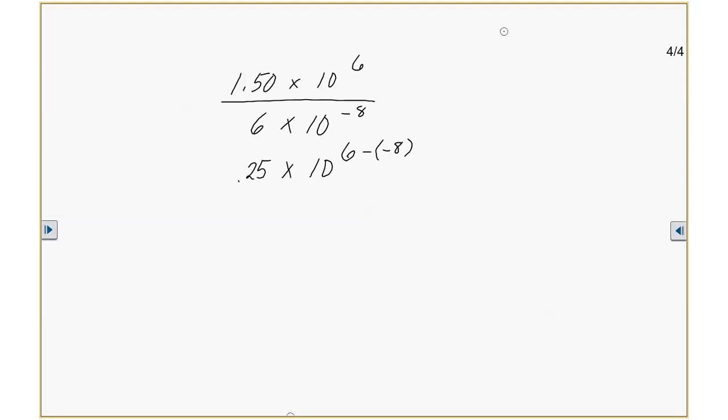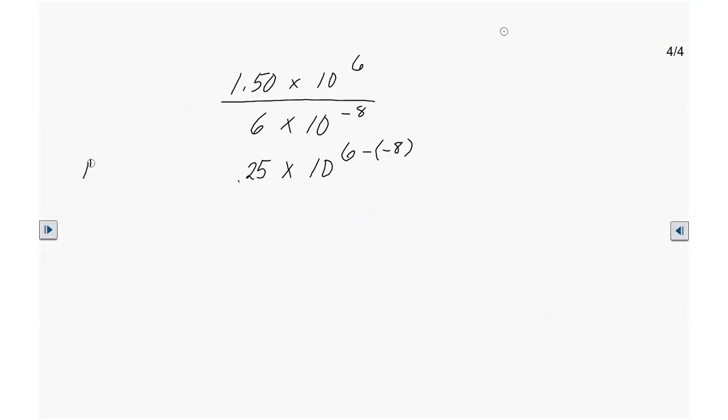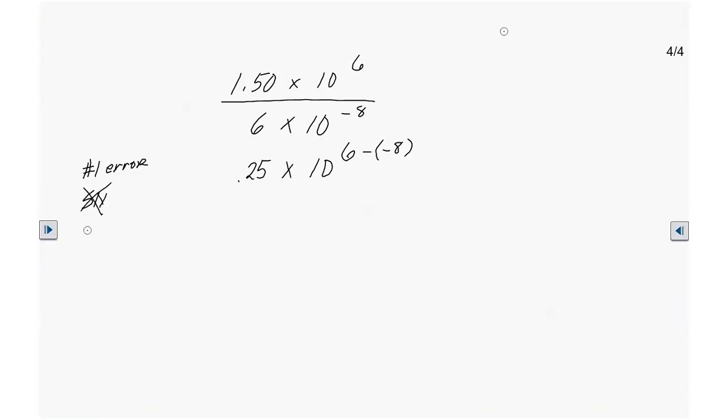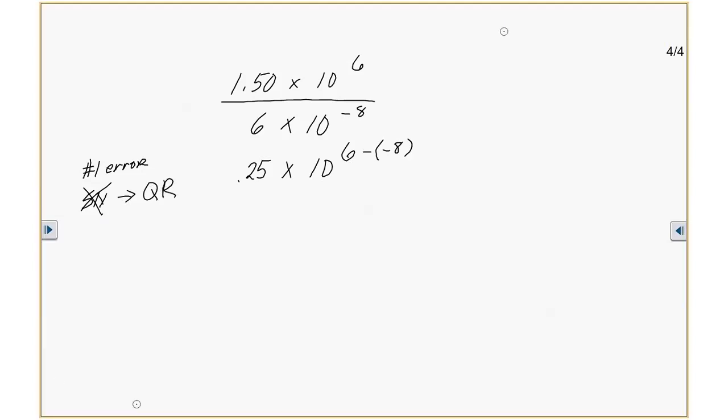The quotient rule. The number one error that students make here is not scientific notation, but the quotient rule. They think, oh, it's subtraction, there's already a subtraction symbol in front of the 8, so I don't have to do it. I get 6 minus 8, which is negative 2. That's what they do. That's the number one error. And then you have not changing it to the right scientific notation.